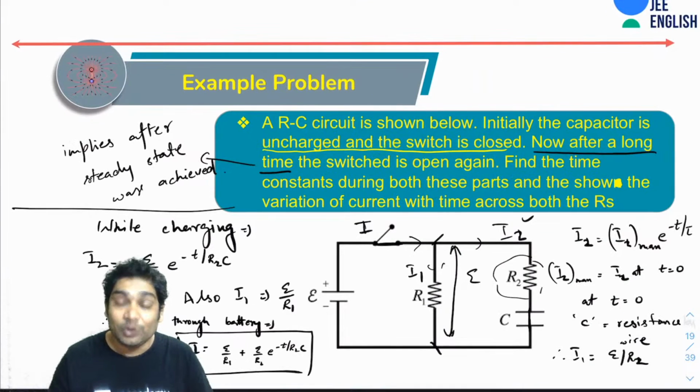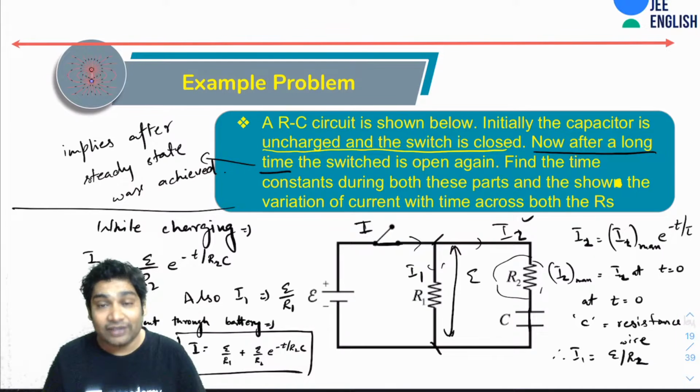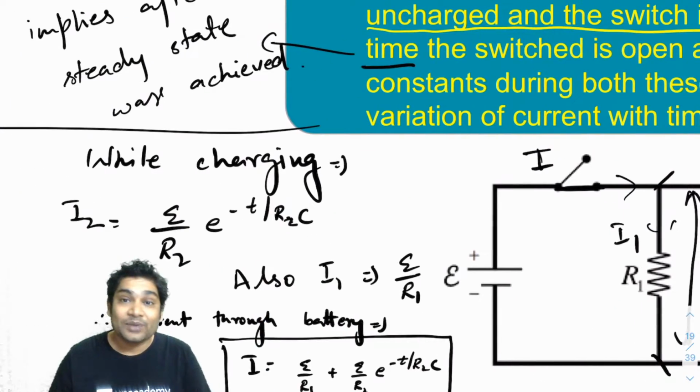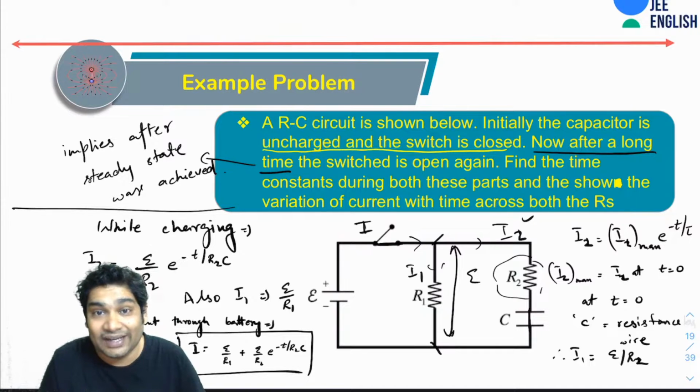Whatever may be asked of you, you may immediately get all that with the help of everything that you have learned already. You wrote I2 in terms of time, you knew I1 would be constant, you could find the current through the battery, which is this. So for charging, you could have been asked anything. What would be the steady state current? In steady state, you will realize I2 would drop to 0. There will be only I1, which would be epsilon by R1.